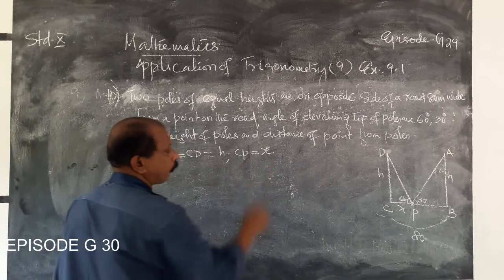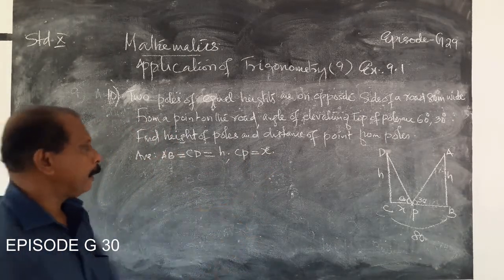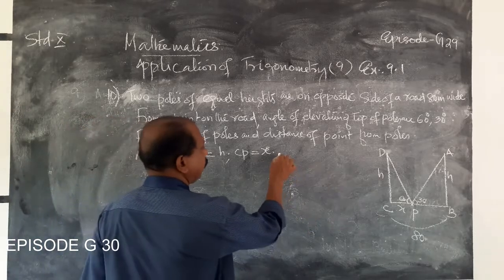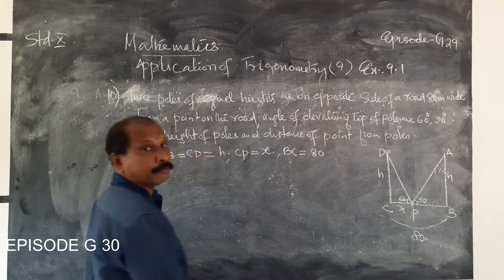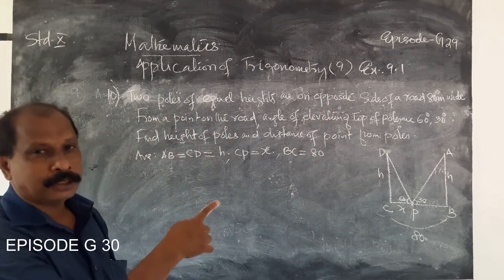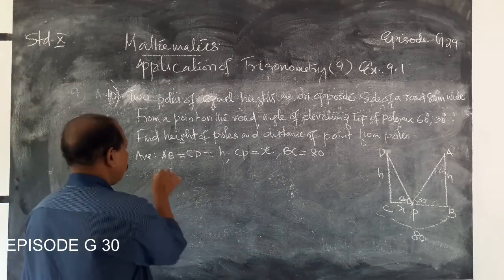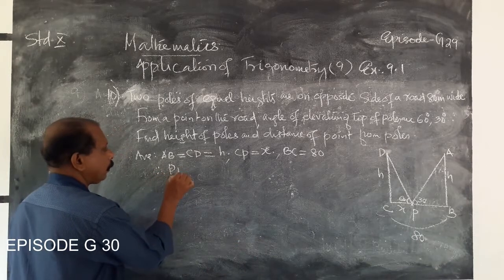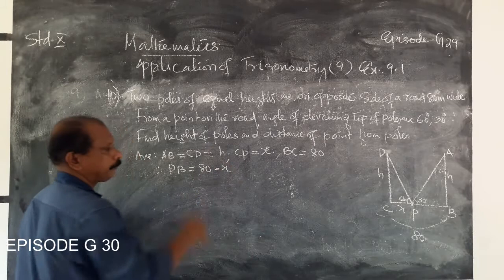That is the distance of the point from the first pole. Then what is BP? BC is equal to 80 meter, that is given as the width of the road. Therefore, CP is equal to x, and therefore PB is equal to 80 minus x.